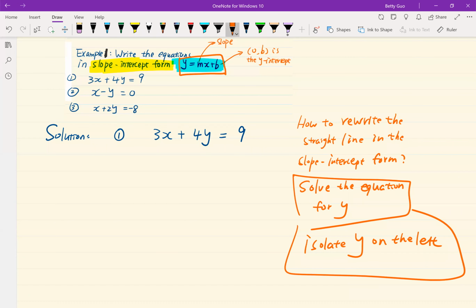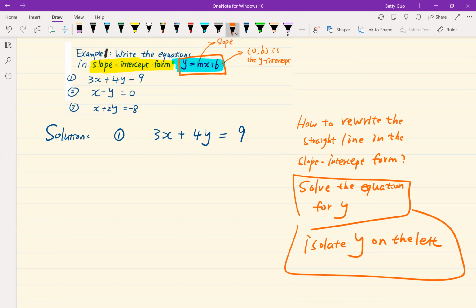Let me repeat what we are doing right here. We are going to rewrite the equation of the line in the slope-intercept form. The equation we are given is in the standard form right now. We're going to convert it to the slope-intercept form. How do we do that? It's easy. Solve the equation for y. In other words, we are going to isolate the y on the left of the equation. Let's see how we do that.